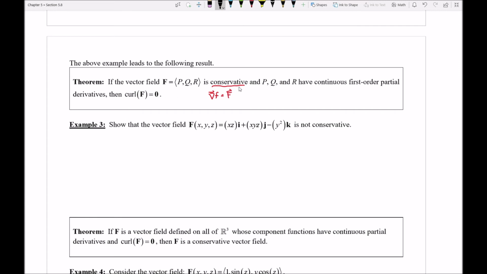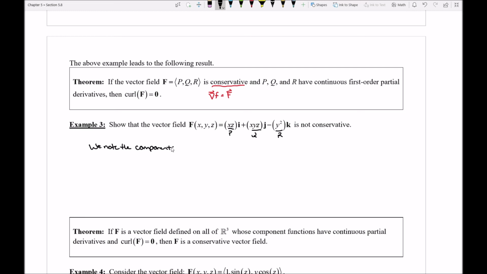If a vector field is conservative and meets the conditions, then it has to be the case that the curl is 0. There's never a conservative vector field that has a curl with anything other than 0. So we can go ahead and actually note the following. Quickly, let's double check that if this right here is my P, this right here is my Q, and this over here is my R, well, these all have continuous first order partials.